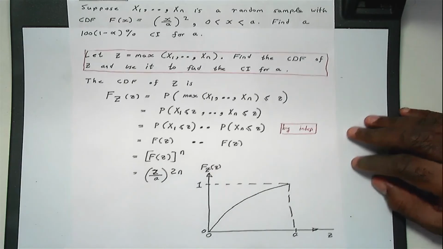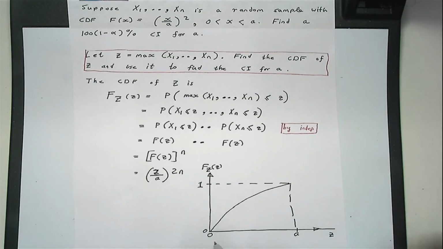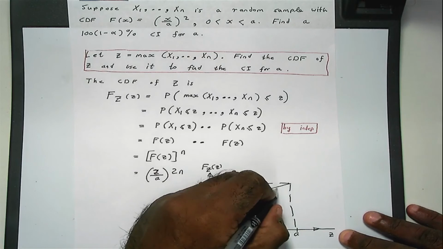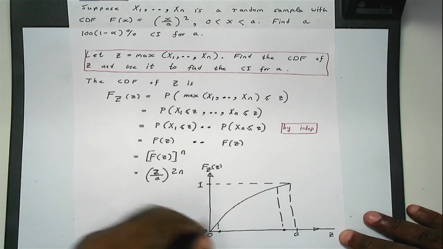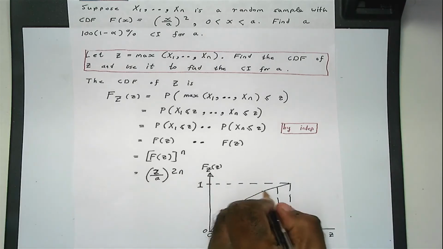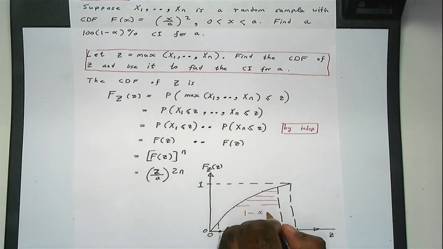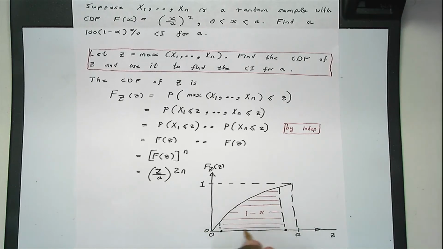Okay. Now we need to find 2 points along the horizontal axis, right? Suppose this one and this one, such that the area between these 2 points, when I say that, I mean this area here, is 1 minus alpha. Right, so that means if this area is 1 minus alpha, the remaining area must be alpha.